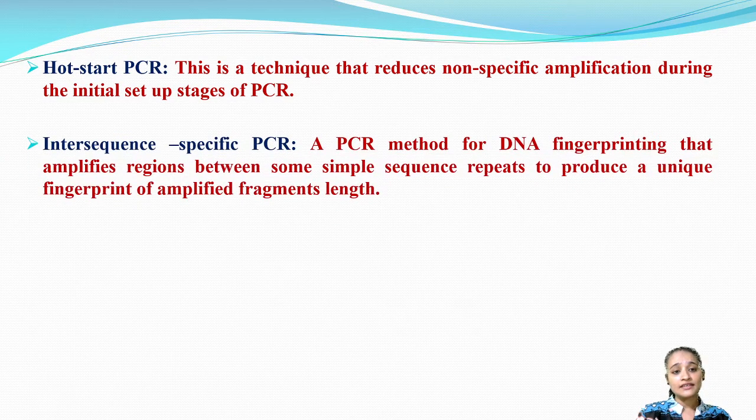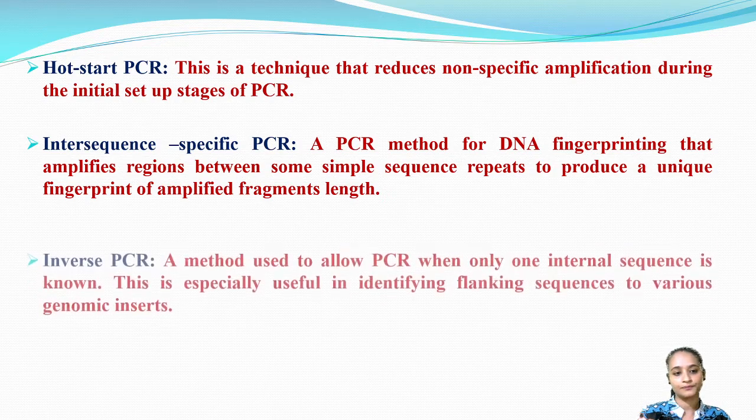So what is inter-sequence specific PCR? A PCR method for DNA fingerprinting that amplifies regions between simple sequence repeats. So it amplifies the regions between the simple sequence repeats to produce a unique fingerprint of amplified fragment lengths. That's why it is called inter-sequence specific PCR.